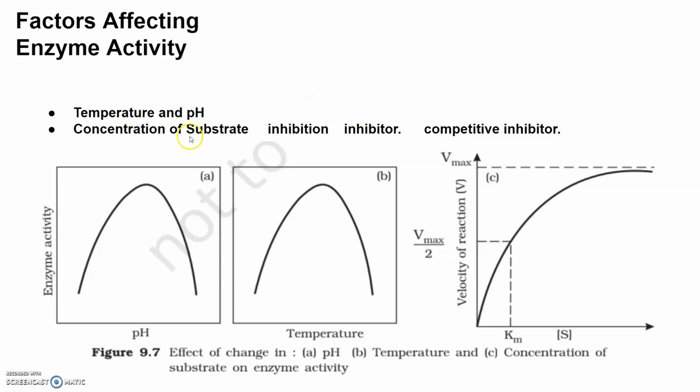There are various factors that affect the enzyme activity. These are temperature and pH, concentration of substrate, and inhibition, and we'll talk about competitors. So temperature. Each enzyme shows a high activity at a particular temperature and pH, which is called the optimum temperature. Low temperature preserves the enzyme in a temporarily inactive state, whereas high temperature destroys the enzymatic activity because proteins are denatured by heat.